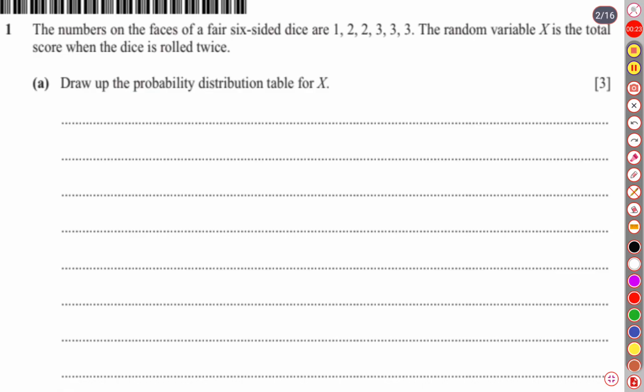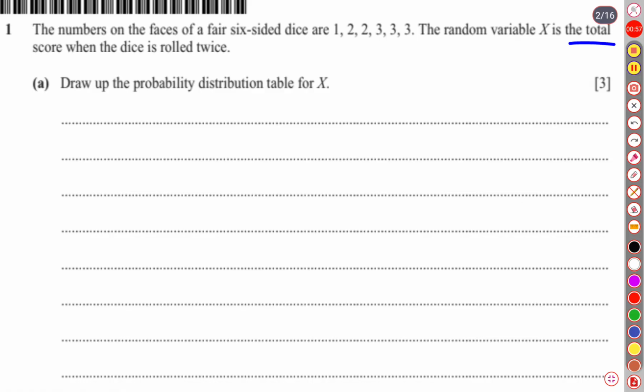It says the numbers on the faces of a fair six-sided dice are 1, 2, 2, 3, 3, 3. The random variable x is the total score when the dice is rolled twice. Question A asks us to draw up the probability distribution table for x. So the dice has been rolled twice and we have to find the probability of the total score.